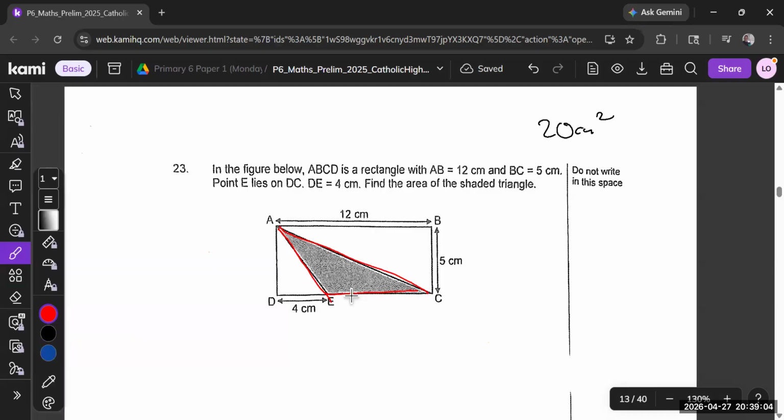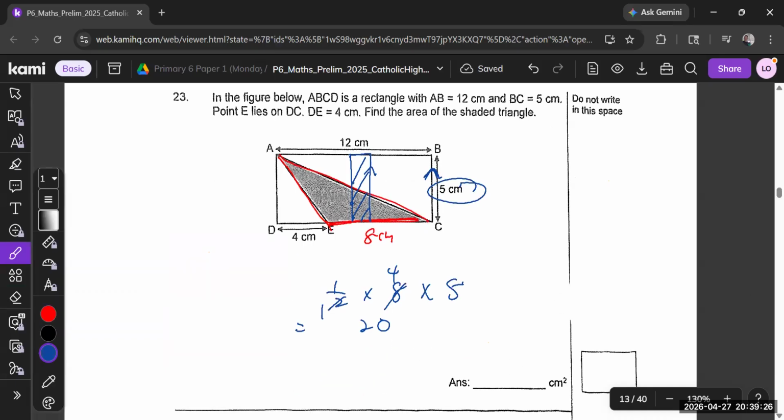What's the base? The base is usually horizontal. What's the height? Take a ruler, put the ruler on the base. Is there any line that's parallel with the ruler? Yeah. So that's the height. So half times base times height. Cancel 2, cancel 8, 4 times 5, 20. And that's how you get 20 cm square.